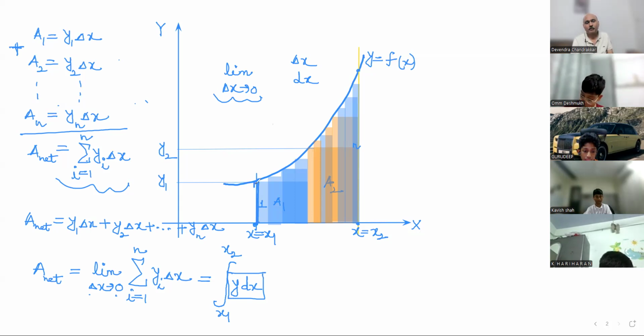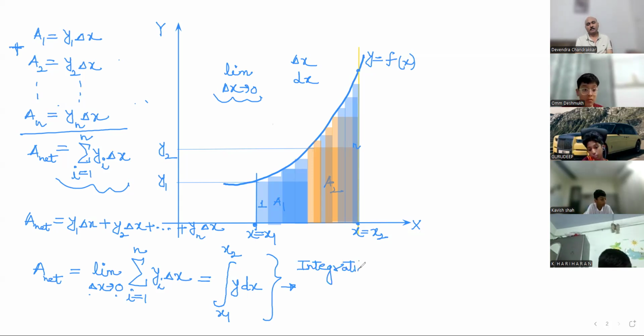This is still visible to you. The width is tending towards 0. I hope you understood this. Yes or no? All of you. So this is y dx. This is what is called integration of y. So integration is technically summation, right? So this is called integration of y, is equal to f(x), between x is equal to x1 to x2. Okay, right.